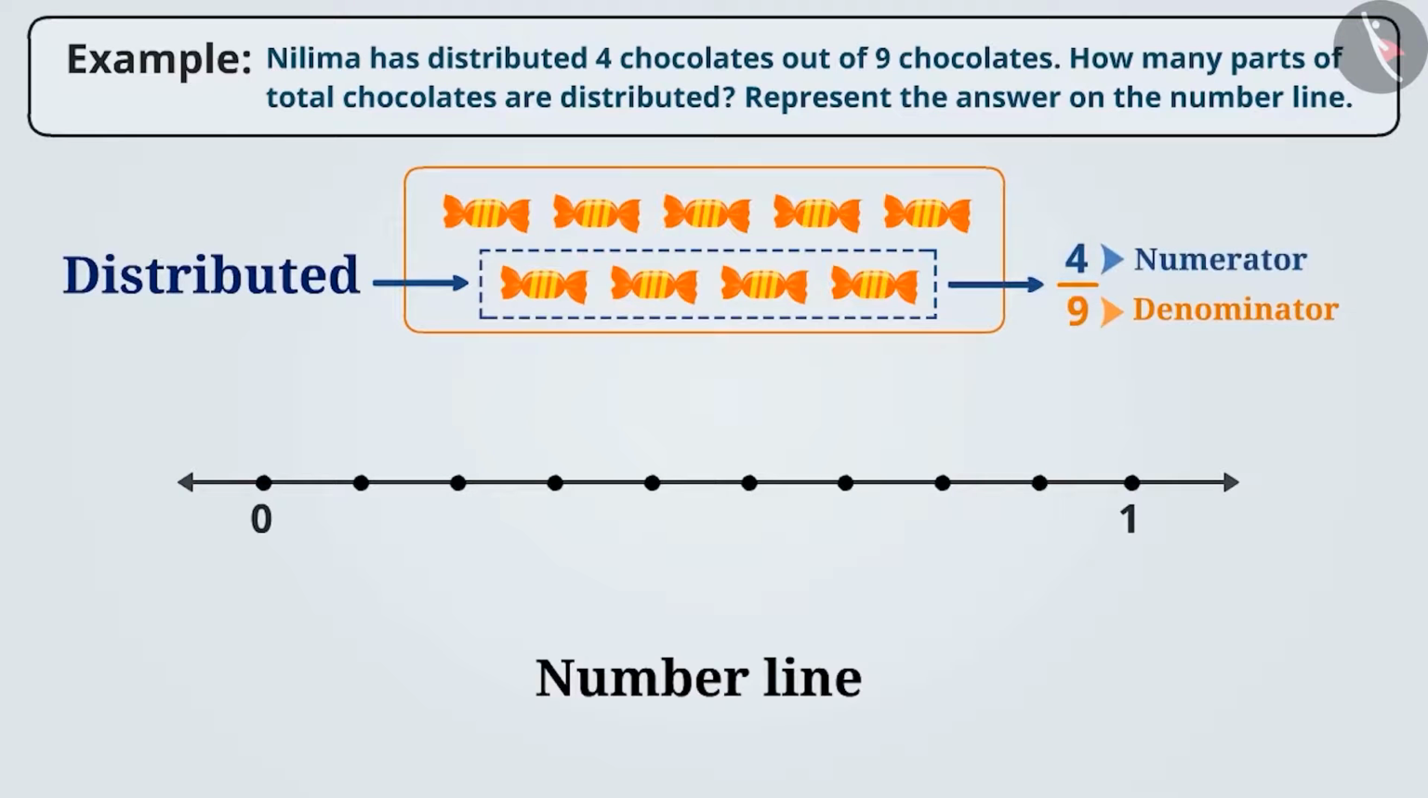Can you tell me what you've understood from numerator 4? Think for a while. You've got it right. This tells us that out of the total equal parts, 4 parts have to be taken. So we count 4 from 0 and write the fraction as 4 by 9.